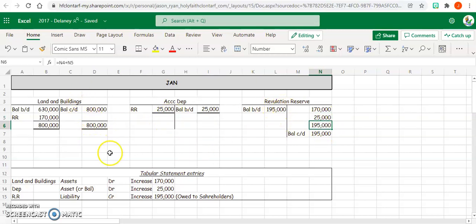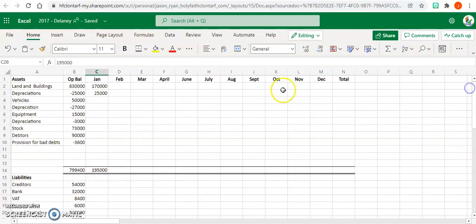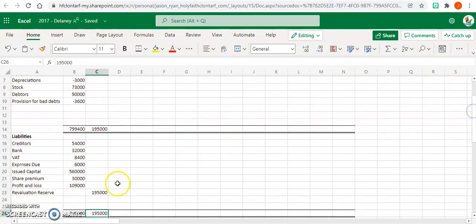So these three accounts then, our land and buildings, we know it's an asset, so it goes on the debit side, so we're increasing it by 170,000. Depreciation is an asset with a credit balance, so we're increasing it by 25,000. And then a revaluation reserve is a liability, goes on the credit side, we're increasing it by 195,000. So that's the reason why your tabular statement is going to look something like this. Okay, so 170,000, 25,000, and then we've got 195,000.